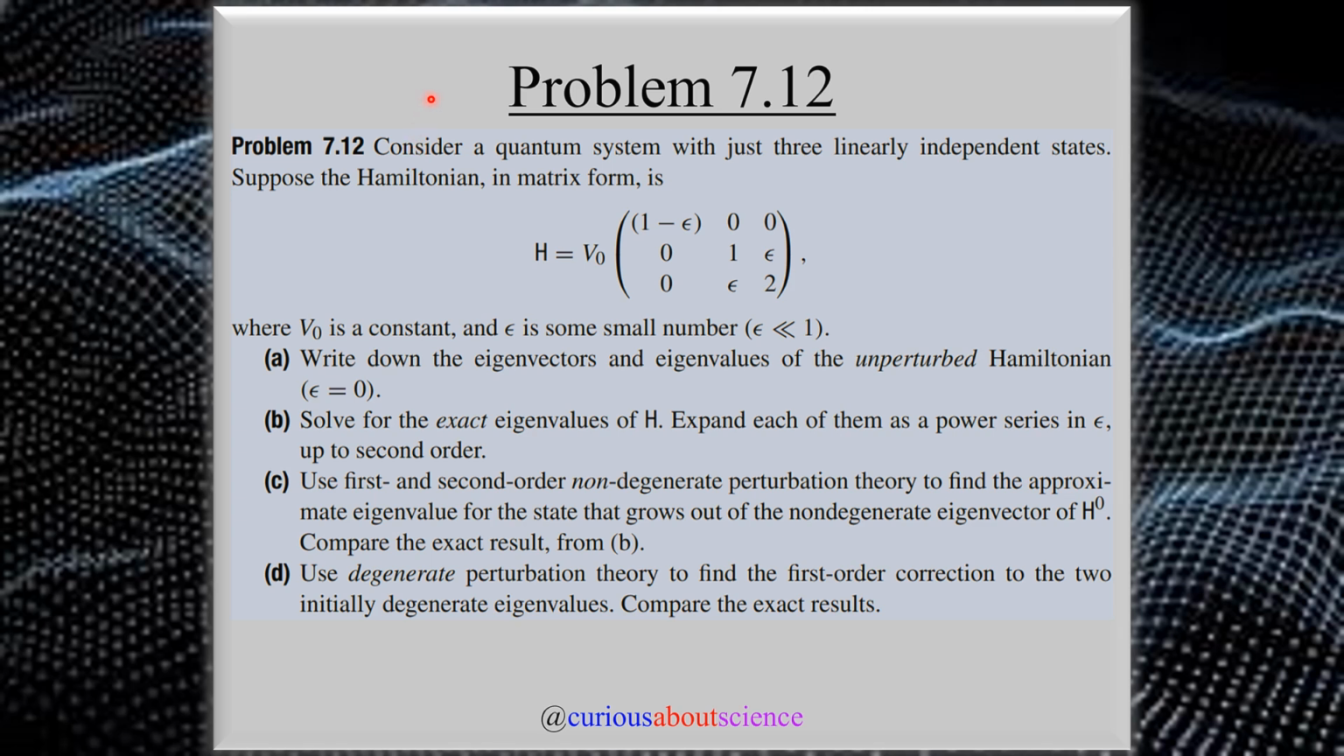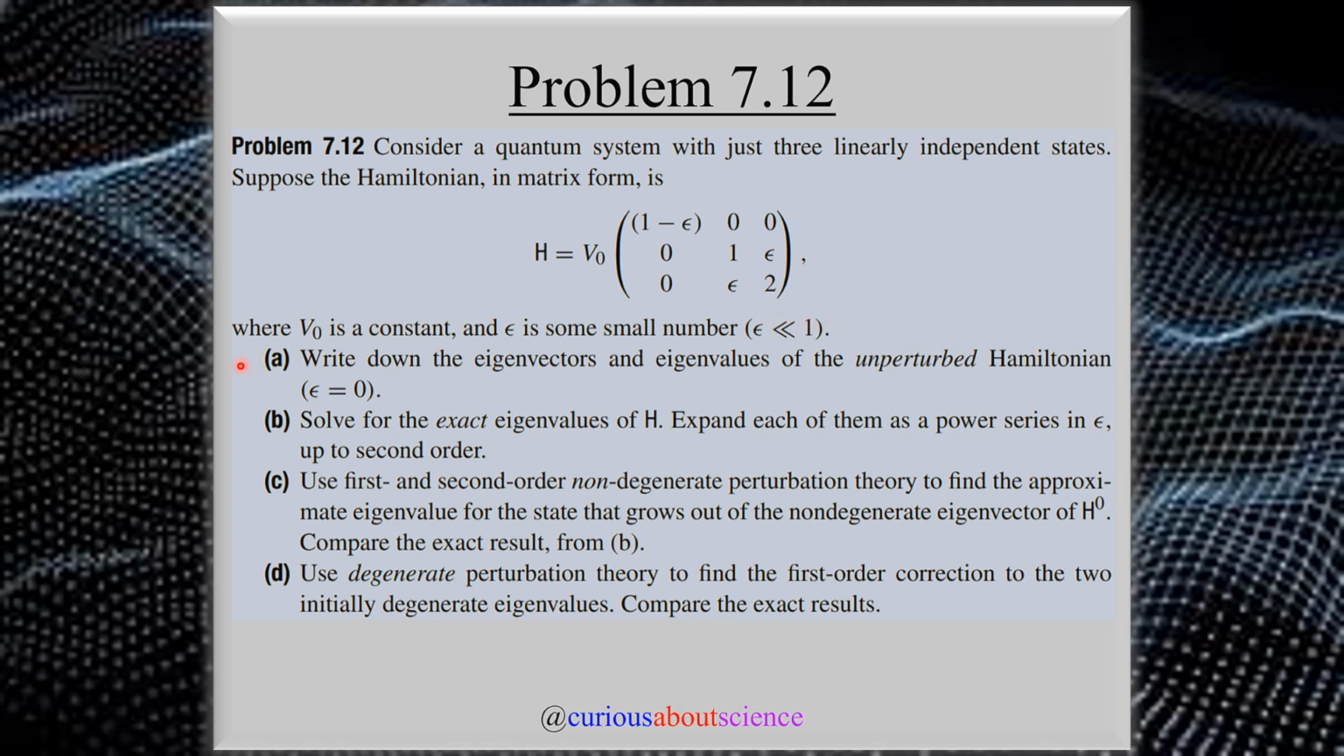Alright, so here in problem 7.12, we have quite a lot on our to-do list. Starting off with considering a quantum system with just three linearly independent states. That'll make the linear algebra fans happy. And suppose that the Hamiltonian in matrix form is given as such, where V0 is a constant and epsilon is some small number much less than 1. That'll become important when we look at the approximation schemes.